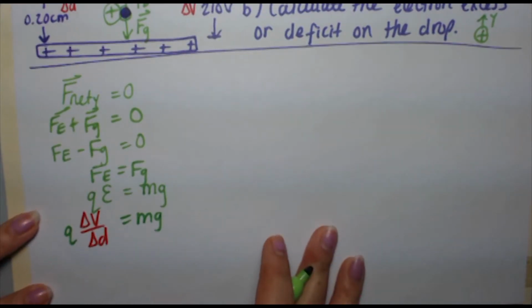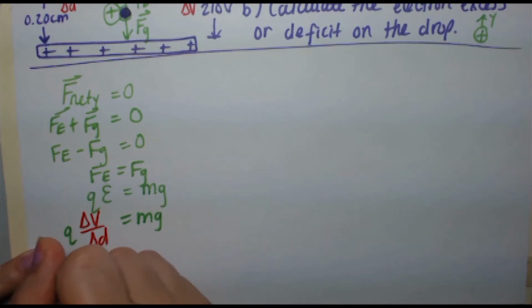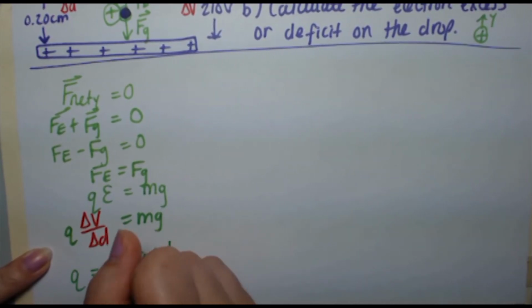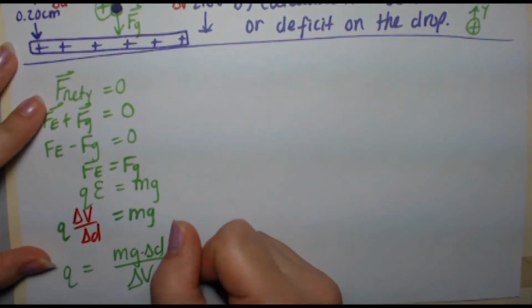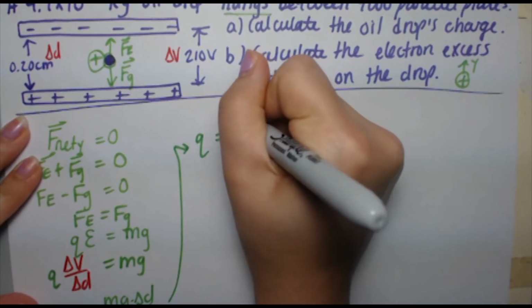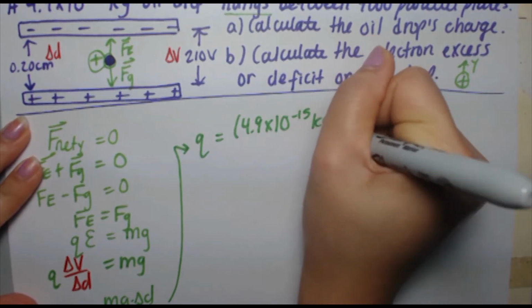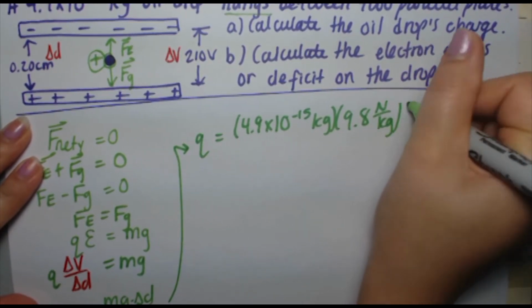Now I'm solving for charge here. I have to calculate the oil drop's charge. So Q is equal to mg times delta d divided by delta v. So we arrive at the same formula. I'm just going to start plugging in my values now. So Q equals, now the mass here is different, 4.9 times 10 to the minus 15 kilograms. My g is the same as always, 9.8 newtons per kilogram.